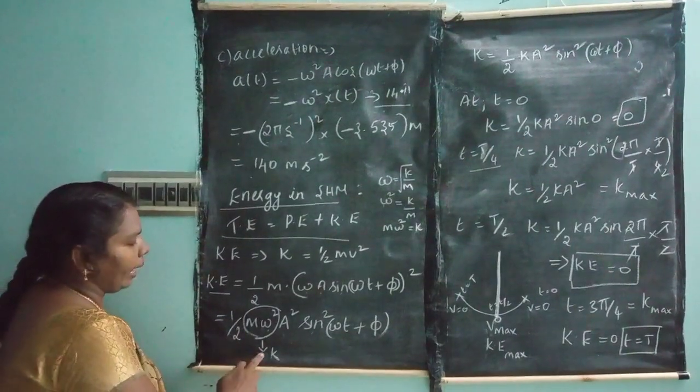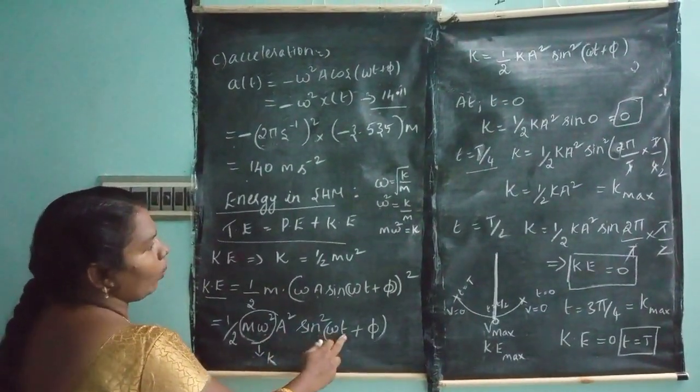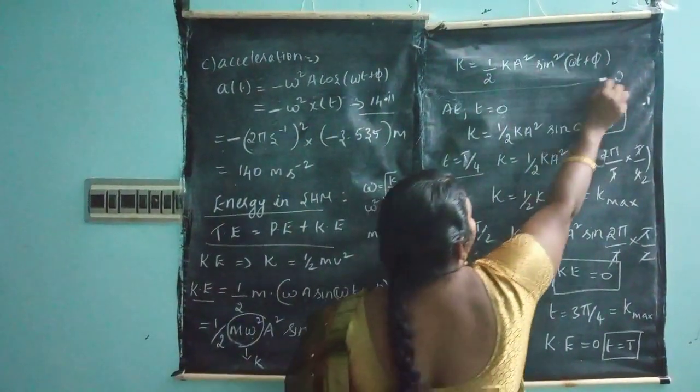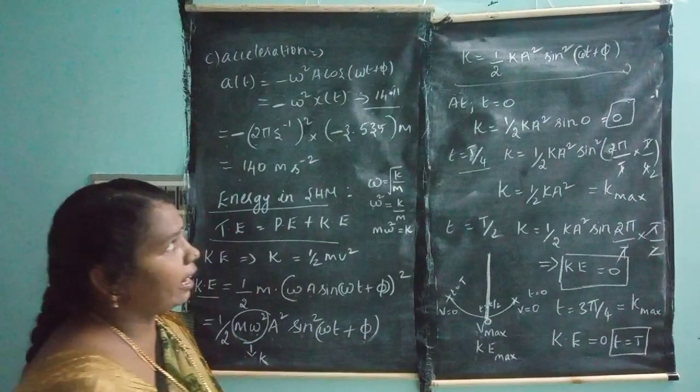Therefore, 1 by 2 k a square sin square (omega t plus pi). See here, this is the answer now. So this is the kinetic energy formula.